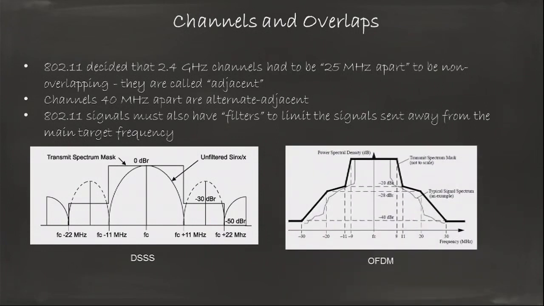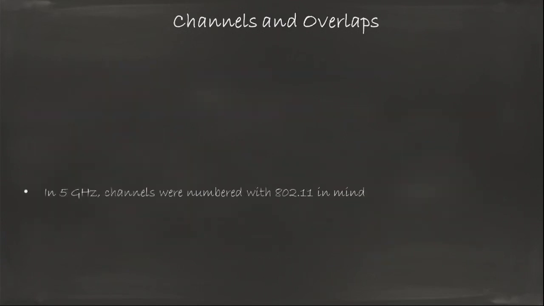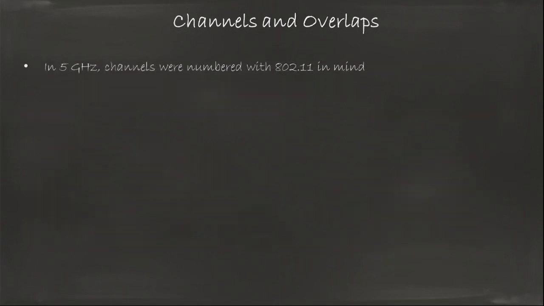For OFDM, the mask is slightly different. You see that we are not working exactly with the same numbers, but the logic is the same. Every transmitter, every receiver has a filter, and that filter makes sure that the transmission is within what is described by the 802.11 standard and allowed by the protocol. So even if your circuit sends some signal aside of the main frequency, the filter is going to make sure that this signal is not going to leave your system. Remember, we said that in 5 GHz, we also have channels, but those were numbered with 802.11 in mind.